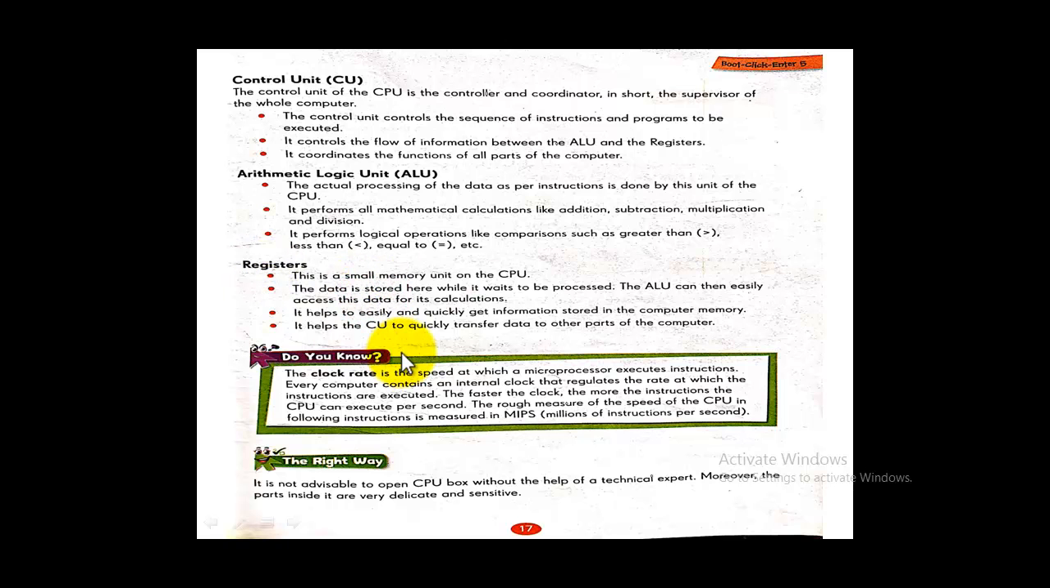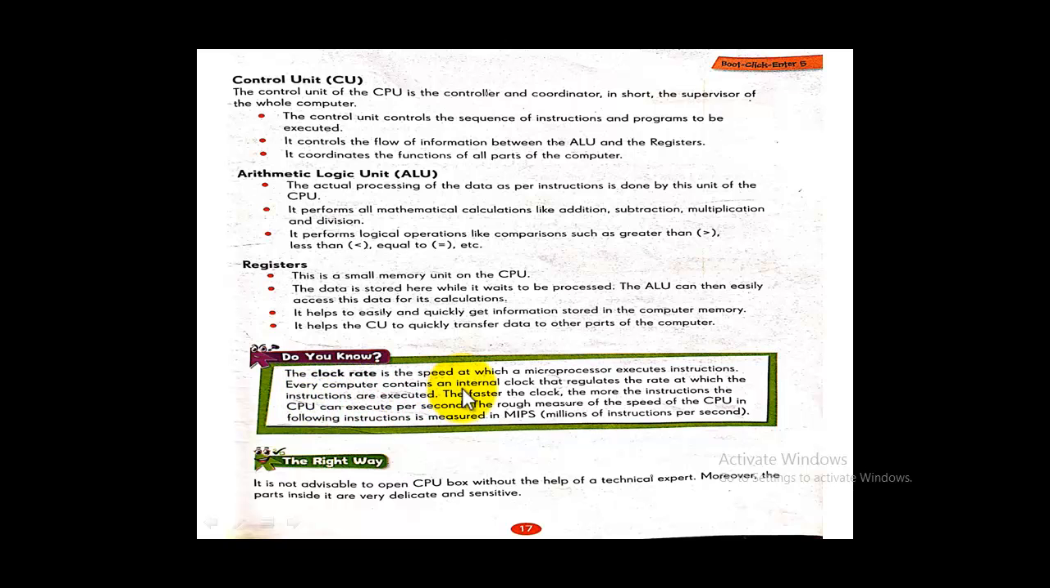Registers. Okay, now I think here ends our chapter. Now do you know, the clock rate is the speed at which a microprocessor executes instructions.